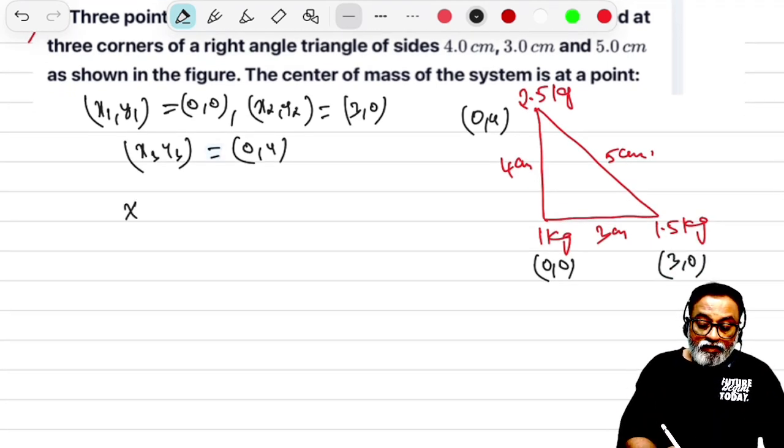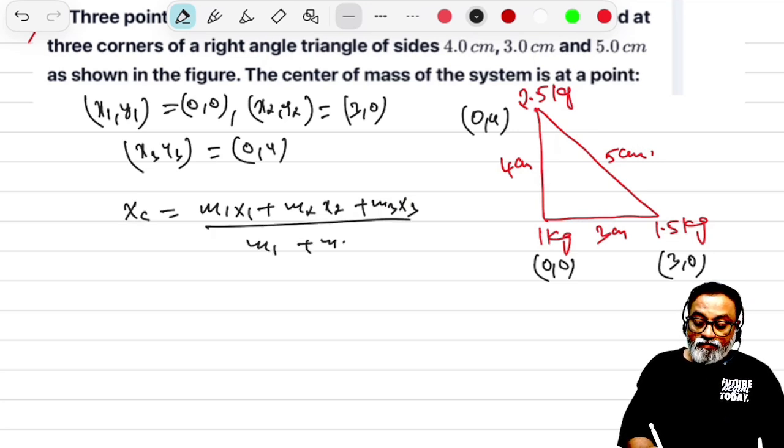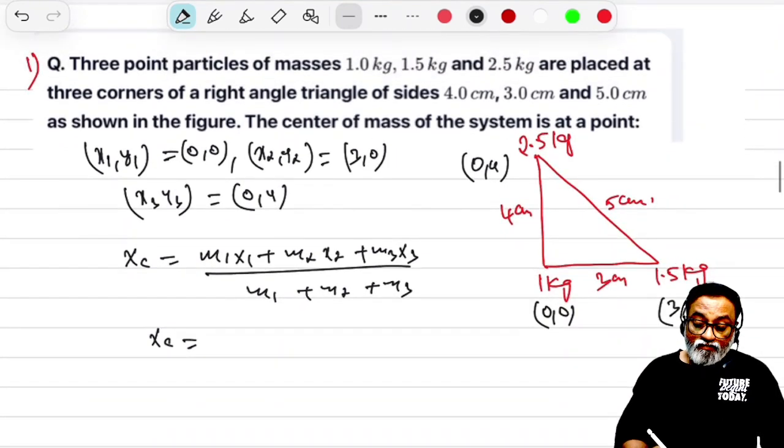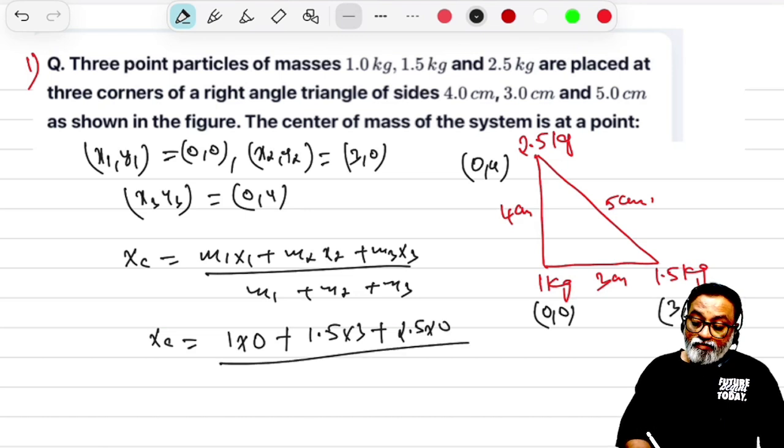These are the coordinates of the masses. Then xc is equal to m1 x1 plus m2 x2 plus m3 x3 by m1 plus m2 plus m3. Therefore, xc is equal to mass m1 is 1 kg, 1 into 0, m2 is 1.5 into 3, m3 is 2.5 into 0, by total mass 1 plus 1.5 plus 2.5. Finally, we get 0.9 centimeter.